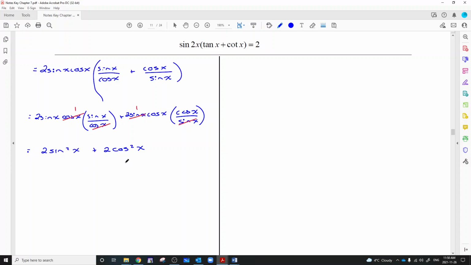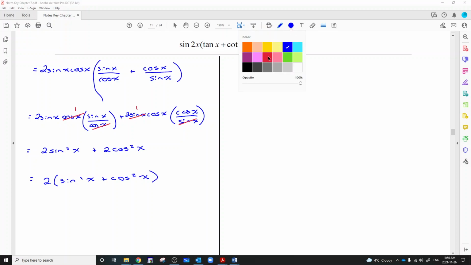Now, some might argue that this is pretty simple, but now we have a goal. We know that we're trying to turn it into 2. What I recognize is that both of these terms have a 2 in common. So I'm going to greatest common factor out the 2 to be left with sine squared x plus cos squared x. Then I have to recognize that glaring identity.